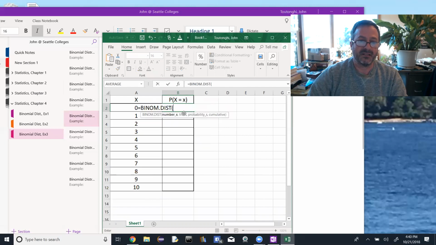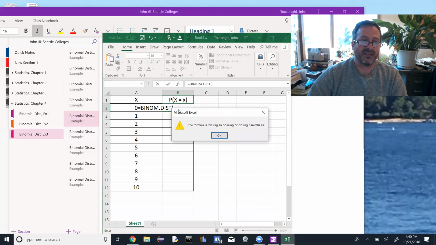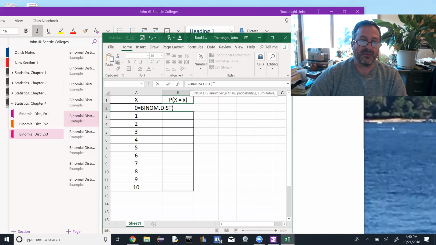Binomial.distribution. There it is. And then it's telling me here what it wants. So the number of successes, that's the previous cell. So go up here, A2, comma, number of trials, that's 10.